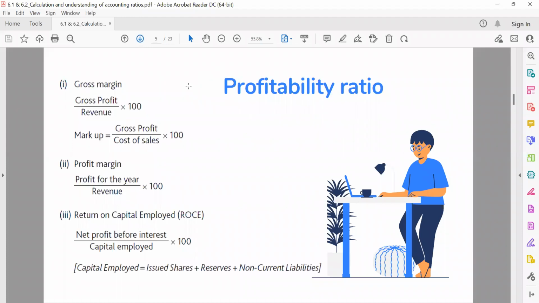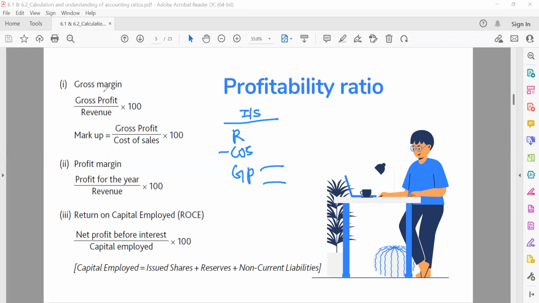Okay, formula. Gross profit margin, or sometimes we just say gross margin. Gross profit margin is gross profit over the revenue times 100%. Whereas sometimes the question will give us the markup. Markup is the gross profit over the cost of sales. So in the income statement that we prepared in the past, we always start with revenue minus cost of sales, and then we get the gross profit.